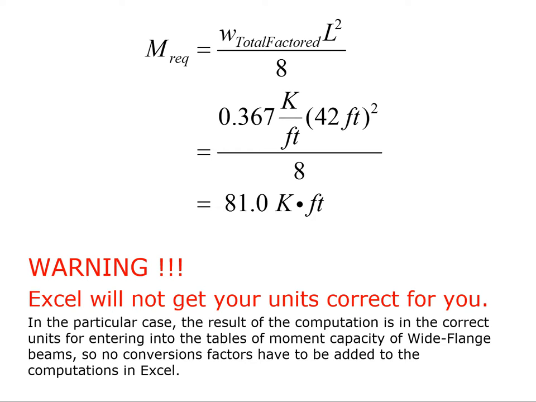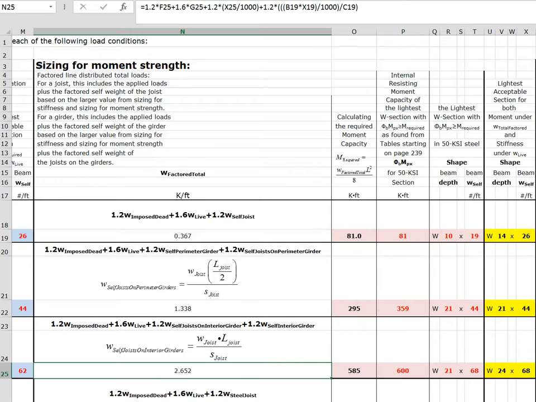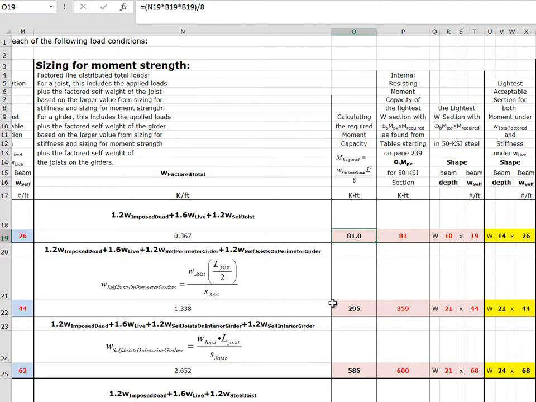So we go back to Excel, and we're going to look at this formula right here. It's just going to equal N19, which is this number right here, that's the load, times B19, times B19. B19 is the length of the joist, and then we have to divide by this 8 factor. And we came out with 81 kip feet for the moment.